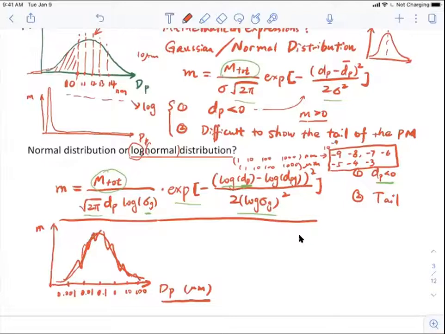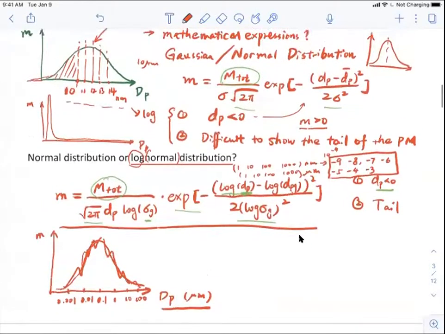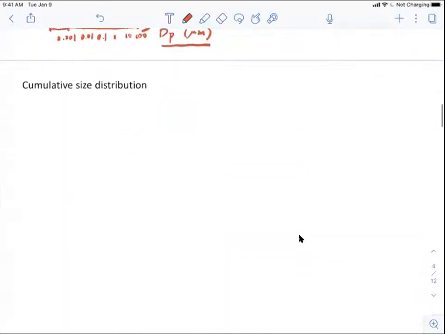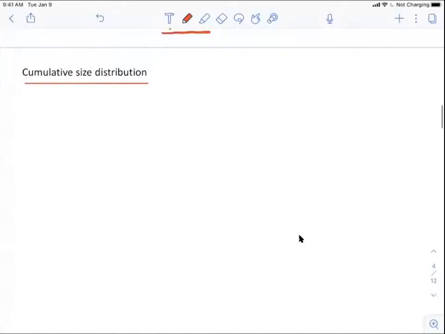Okay, so this is to show the size distribution in the concentration form, right? People also like to show the size distributions in the cumulative form. Okay, so what the cumulative form means is that let's start to calculate what is the cumulative fraction.